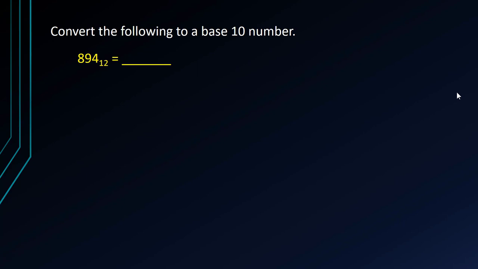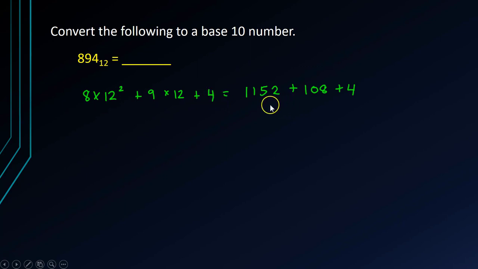The procedure for doing that is not much different than what we had before for numbers that had bases less than 10. I just have to know that this would be the ones place, this would be the 12s place, this would be the 12 squareds place. So I would have 8 times 12 squared plus 9 times 12 plus 4, which would be 1152 plus 108 plus 4, which is 1264.